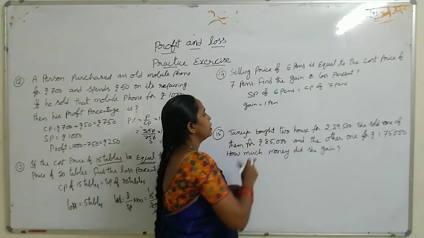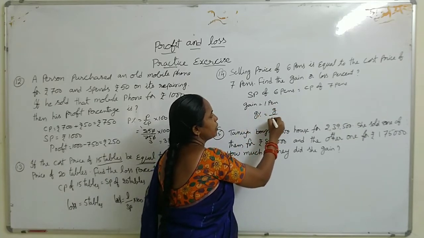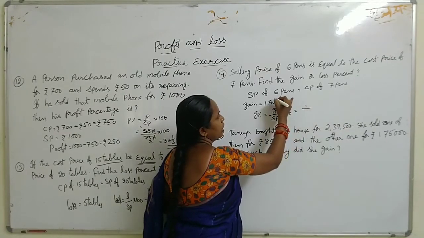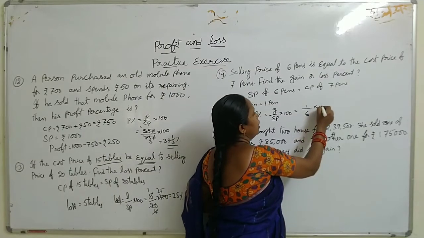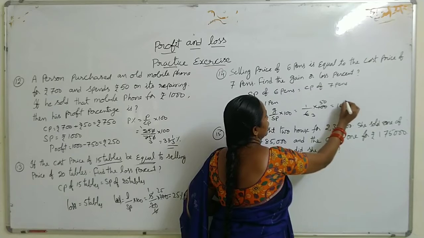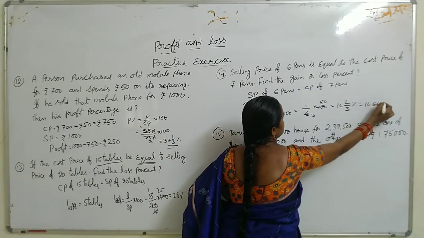So then gain percent equal to, here articles, so gain by number of articles in SP into 100. That is 1 pen by number of articles in SP, that is 6 into 100. 2 50s, 2 3s. 50 by 3 means 16 2 by 3% or 16.66%.